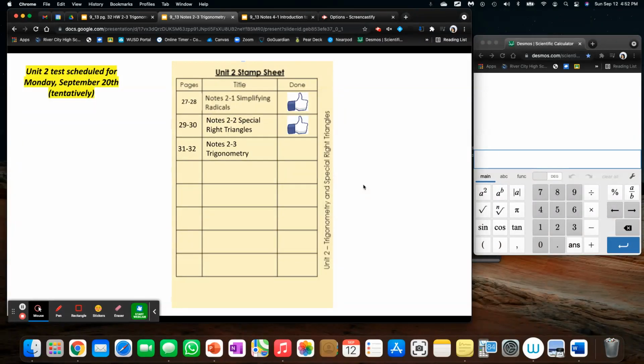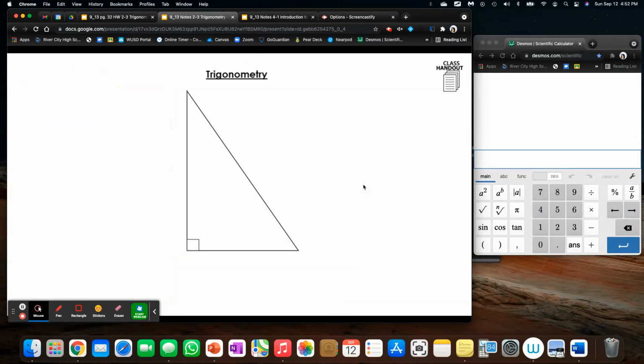All right, here's the video notes for 2-3 trigonometry. In order to use trigonometry, we need to understand the relationship between the angles and the sides. So we're just going to learn some various parts of a right triangle and go from there.